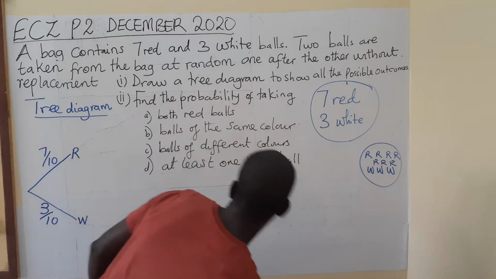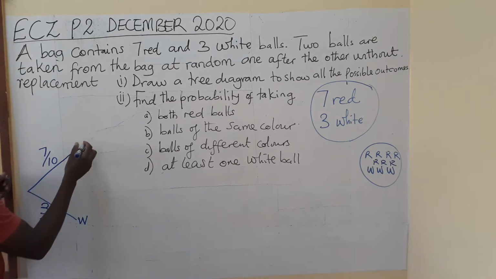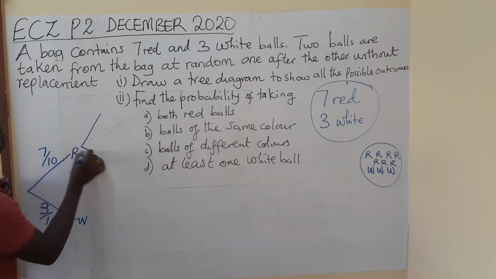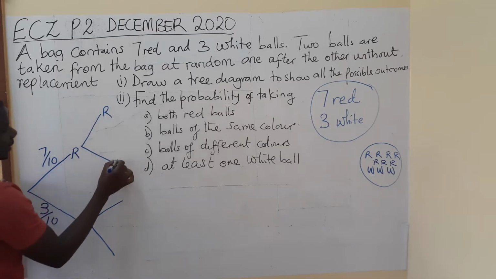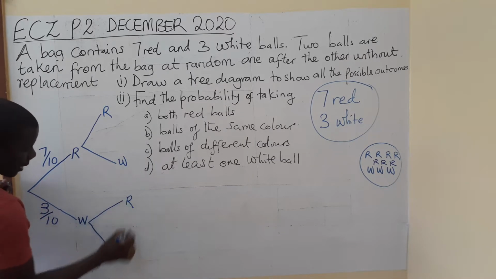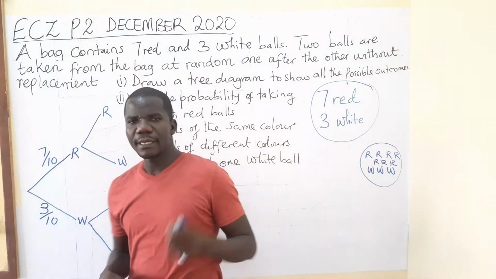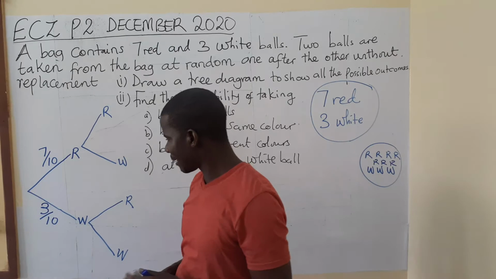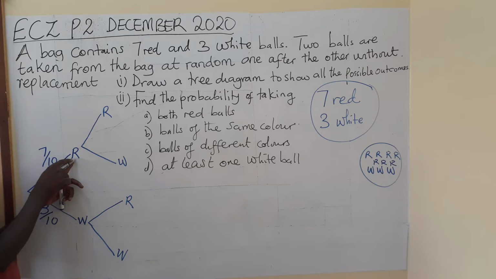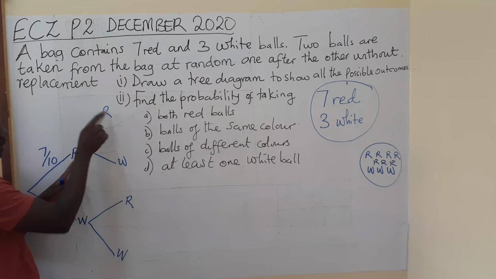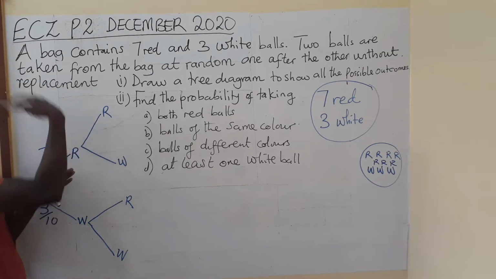I want you to pay particular attention. I know where learners do make mistakes. So we are coming to the second draw. This is a red ball and this is the white ball. What is the understanding here? The gist behind this diagram is that if the first ball that was picked was a red ball, what is the probability that the second one will also be a red ball?